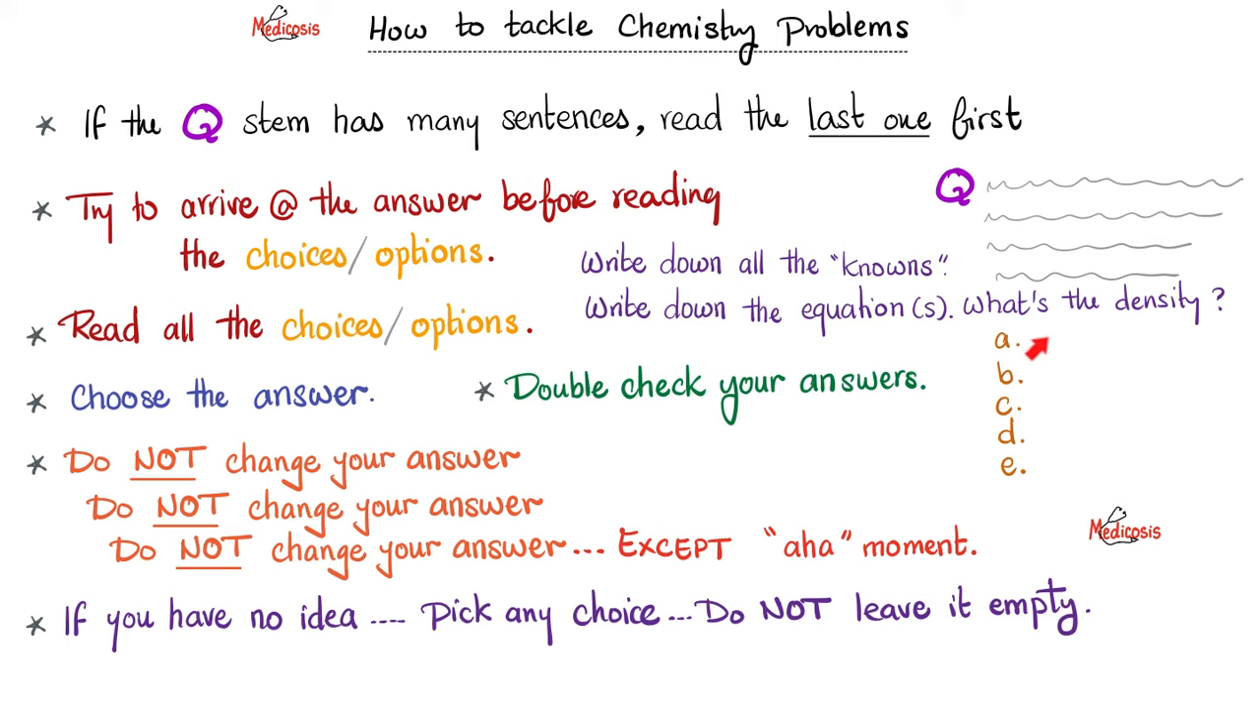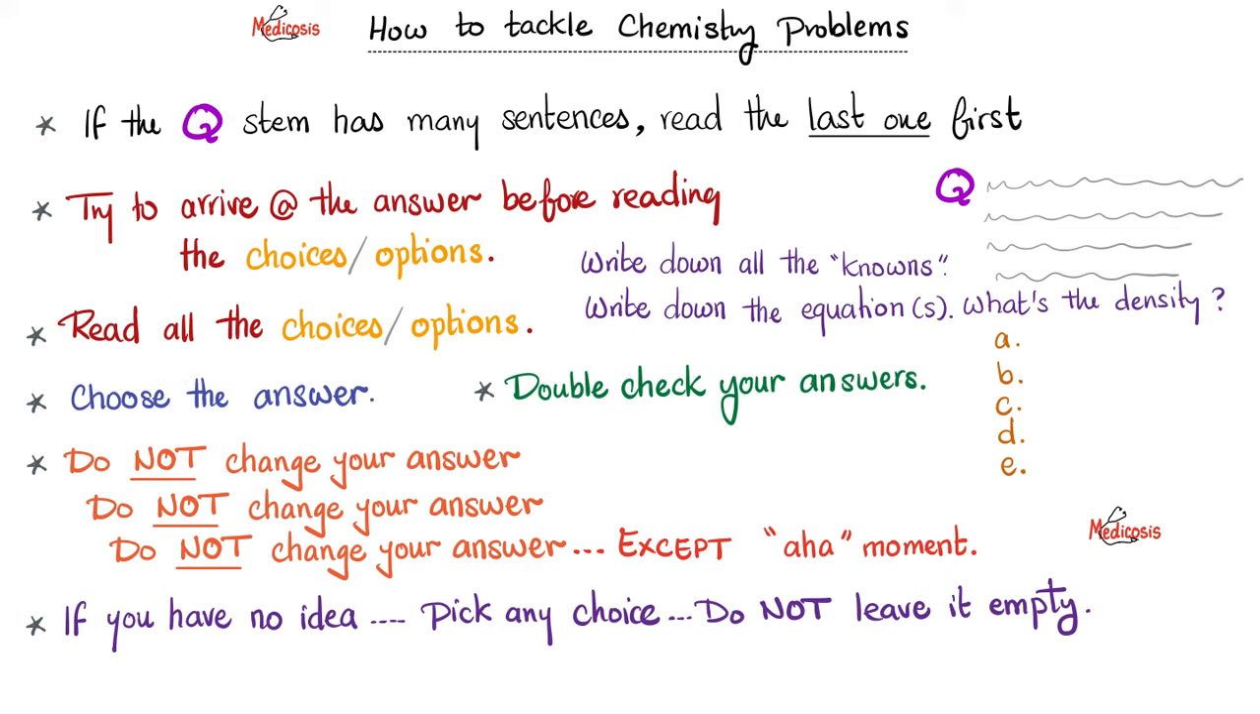Some people say we'll find 2 here, and then they will stop reading the rest of the choices and, oh, A is the correct answer, I'm sure. No, you need to read all the choices, because sometimes A is 2, but it was 2 grams per liter instead of kilograms per liter, which was written here. You have to read all of the choices before you pick an answer.